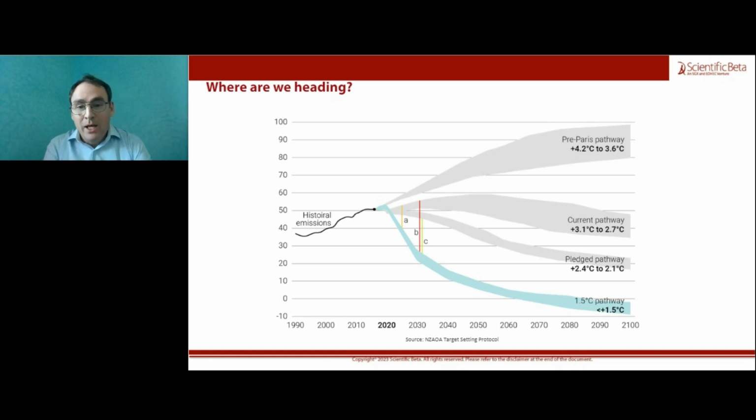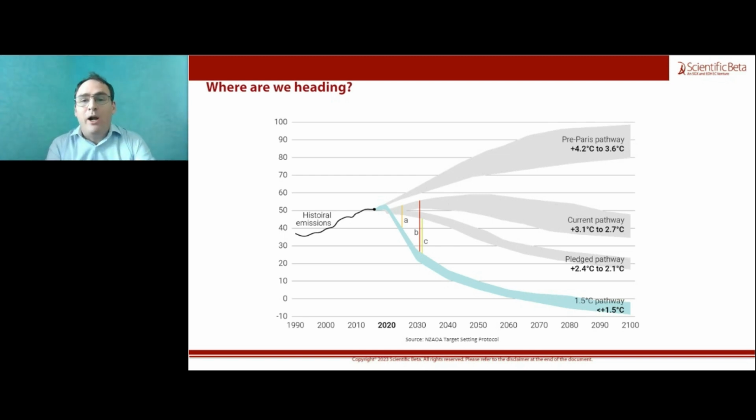You can also see the pledged pathways. This is where we're heading if we just apply the pledges that the different countries have already made, which would result in a warming of about 2.1 to 2.4 degrees. So even if countries realize the pledges that have already been made, we are not going to meet the warming objective of the Paris Agreement. We'll be above 2 degrees. And if we just keep going on as we are today, we'll be heading more towards 3 degrees warming. So quite far away from the goals of the Paris Agreement.